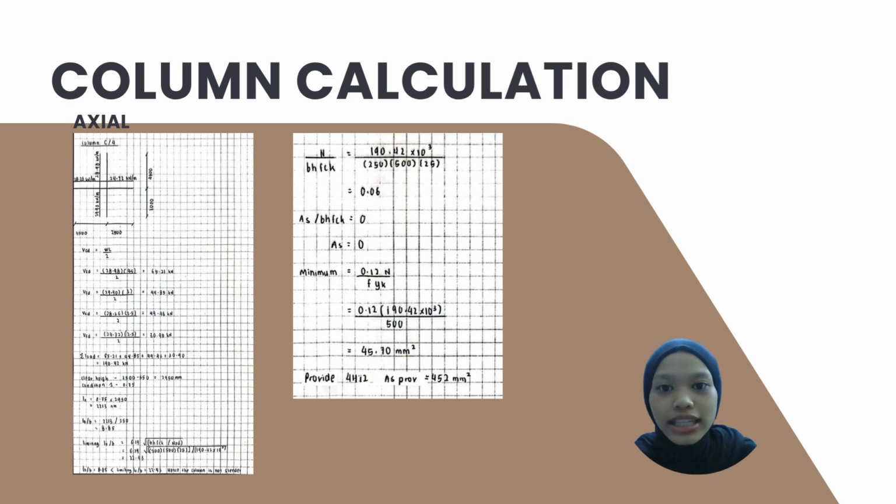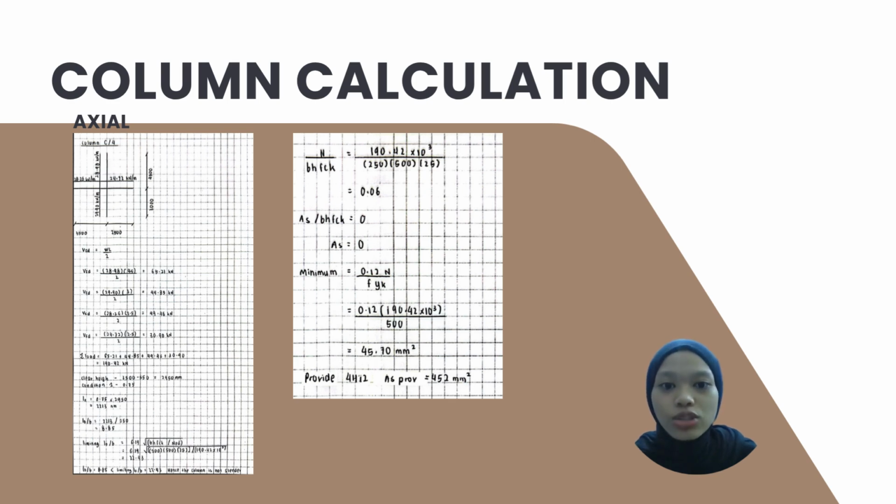Next step is to calculate N over BH FCK, where N is 190.42 × 10^3, B is 250, H is 500 and FCK is 25, which gives 0.06. From Table 3, longitudinal reinforcement in braced rectangular columns with axial load, we got AS over BH FCK is 0, resulting in AS also 0.